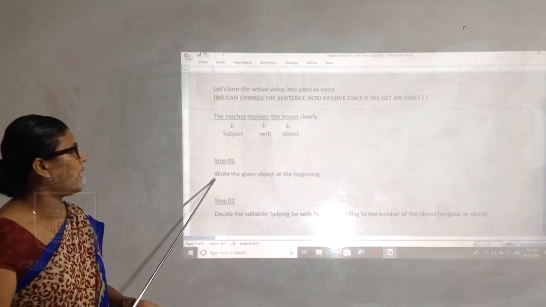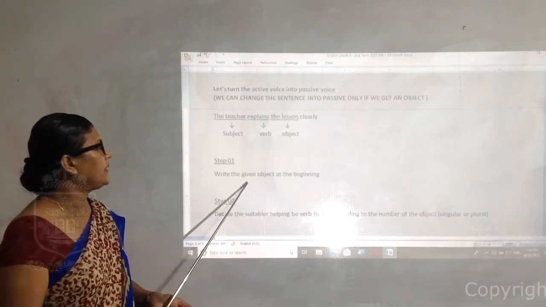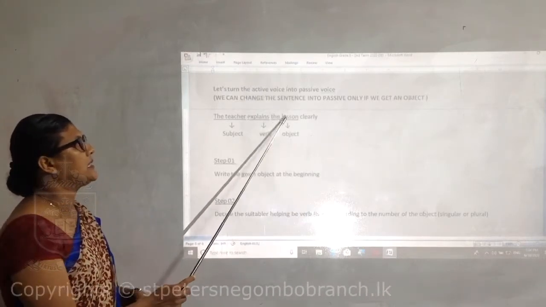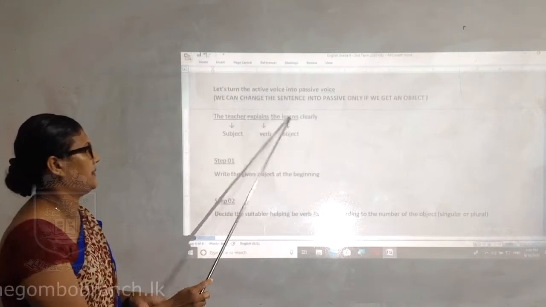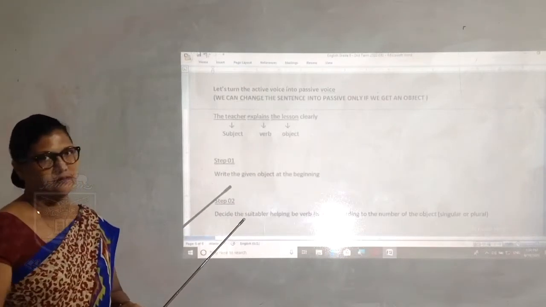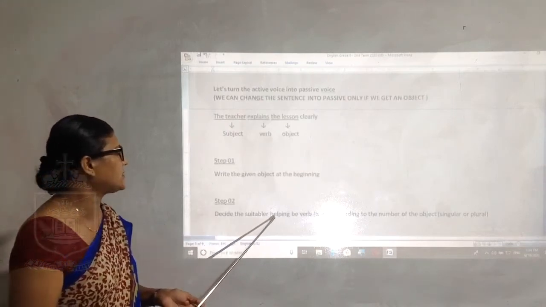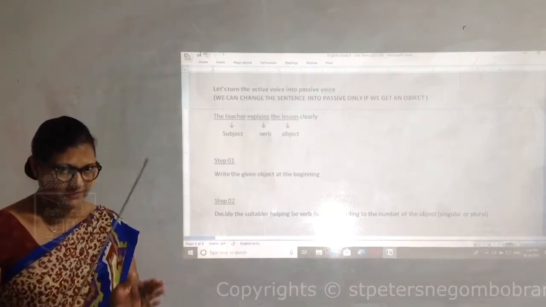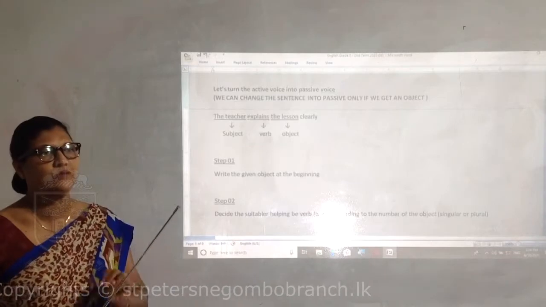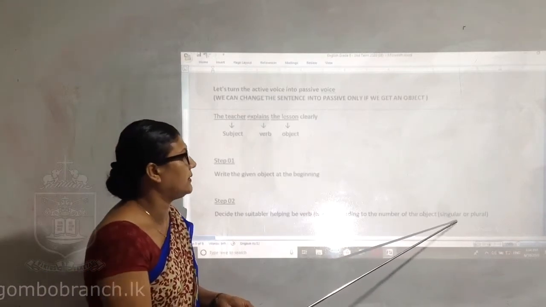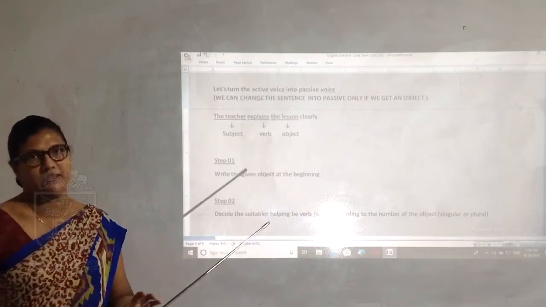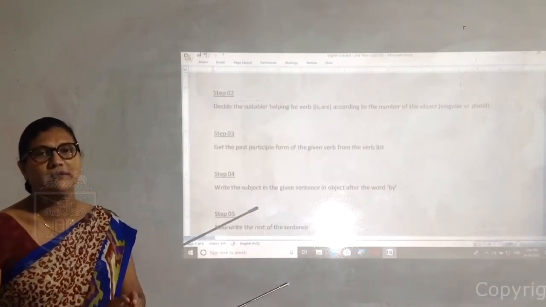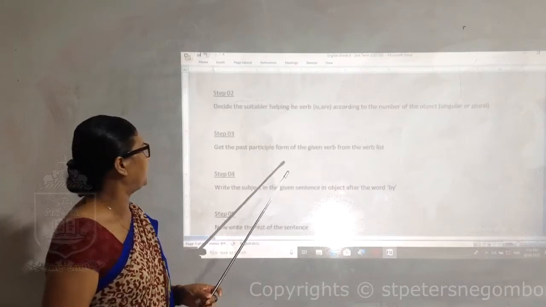What do you do? The step one. This is the first step. Write the given object at the beginning. In the second sentence, first you have to write this object at the beginning, the lesson. So you are writing the lesson here. Then the second step, decide the suitable helping be verb, is or are. After the object is written, you will have to decide the suitable be verb according to the number of the written object. Number means singular or plural. According to the number of the written object, you will have to decide the helping be verb.